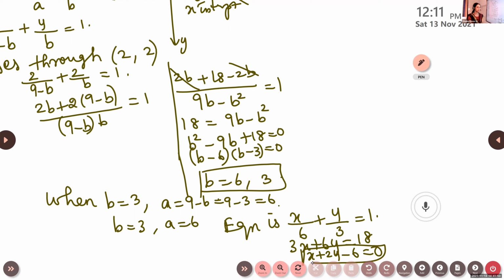When B is 6, what is the corresponding equation? Go through this one and tell me whether you are able to follow. Any doubts, clear them now itself. This is an important question, not only for your class exams, but also when you go for entrance exams.